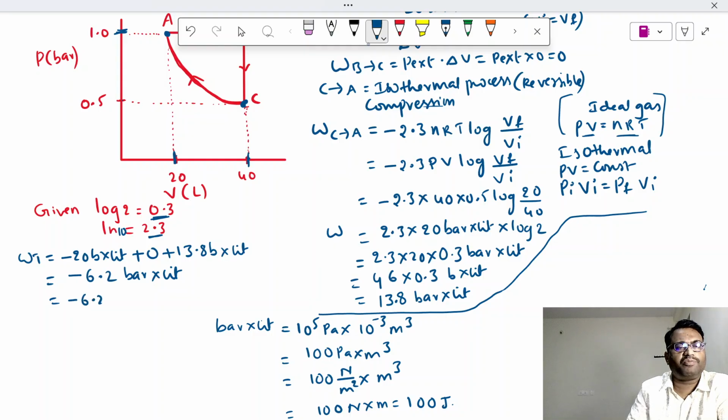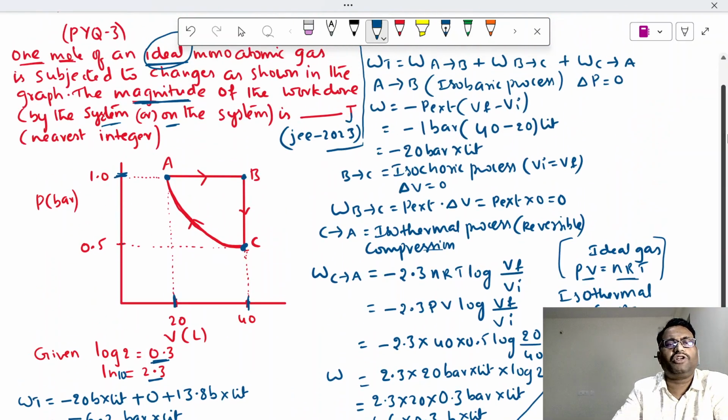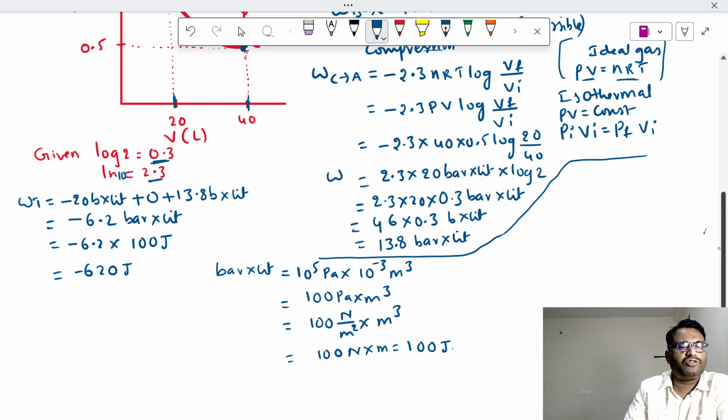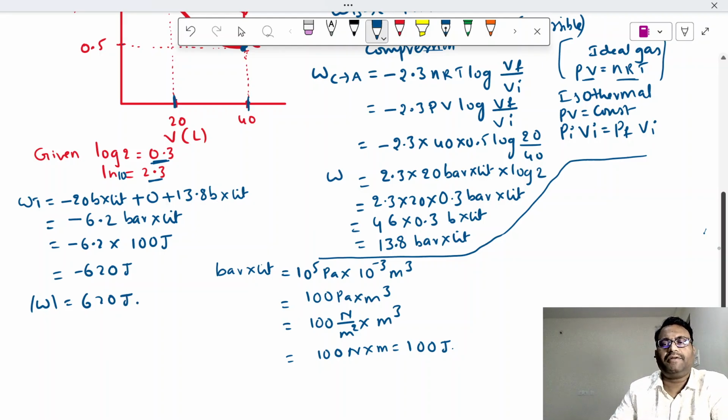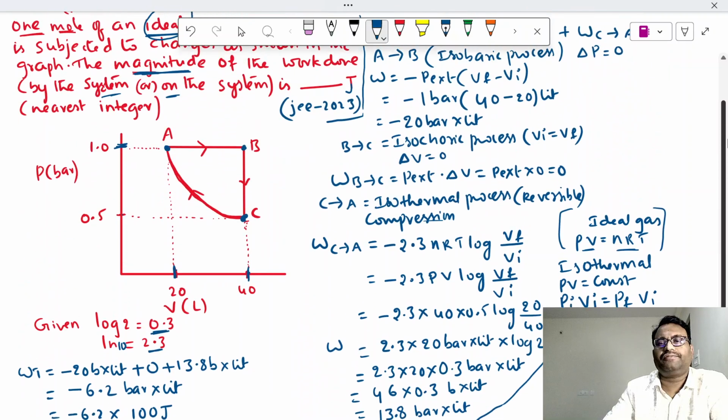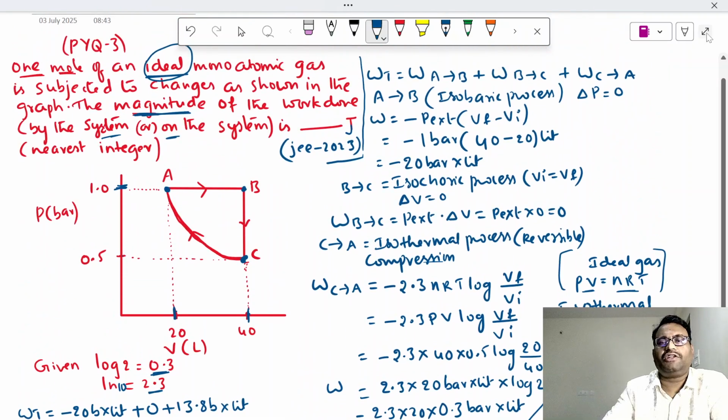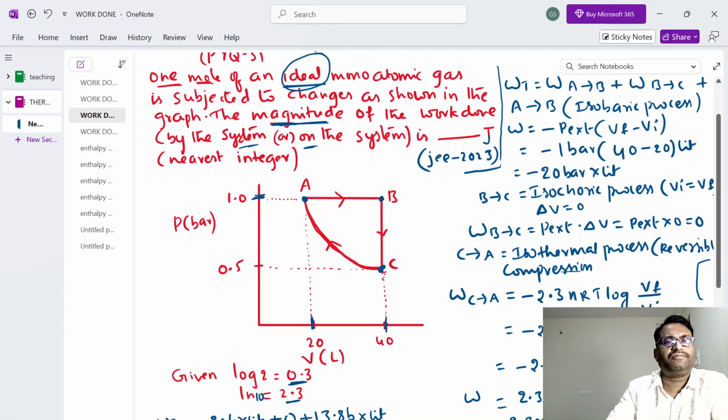So minus 6.2 into bar into liter is equal to 620 joule. But in the question only the magnitude is asked, so the magnitude of work done will be 620 joule. Okay, also understood. Let us go to the next question.